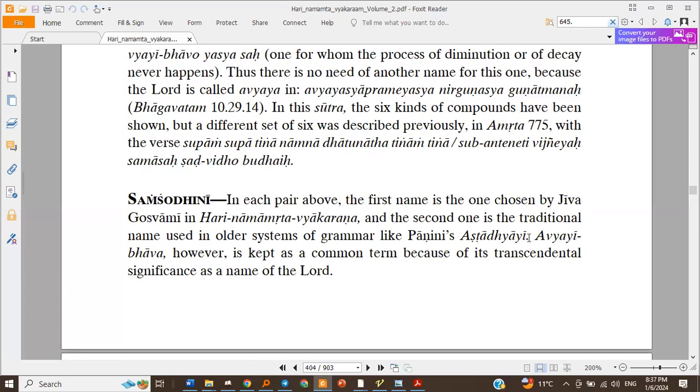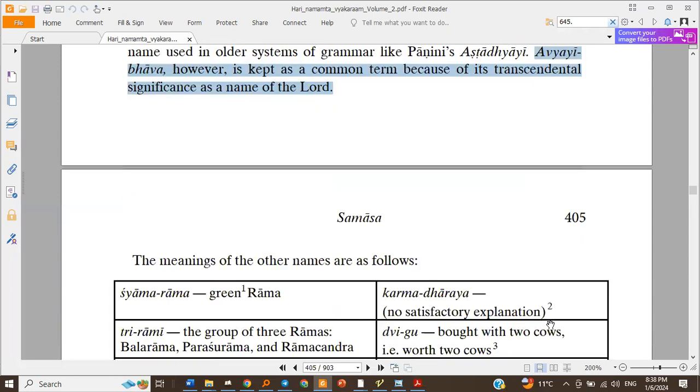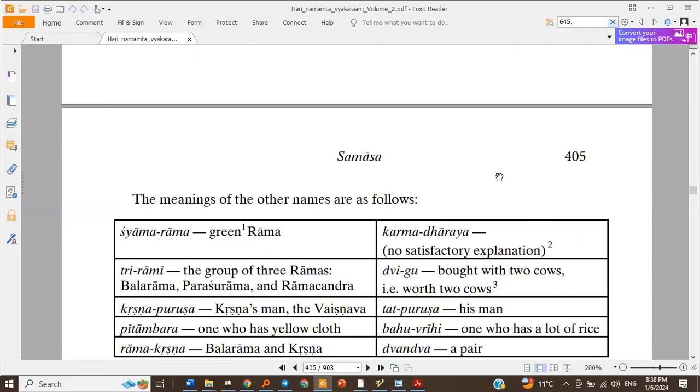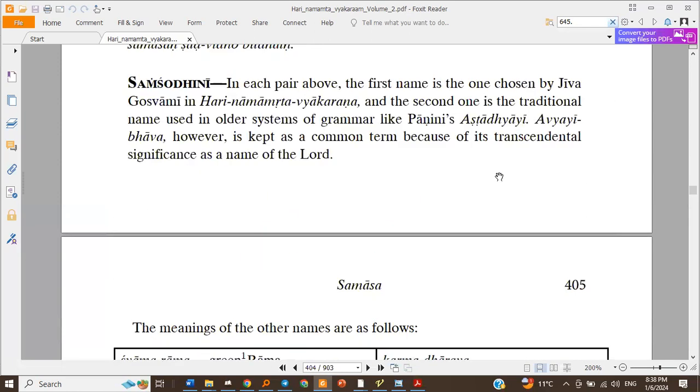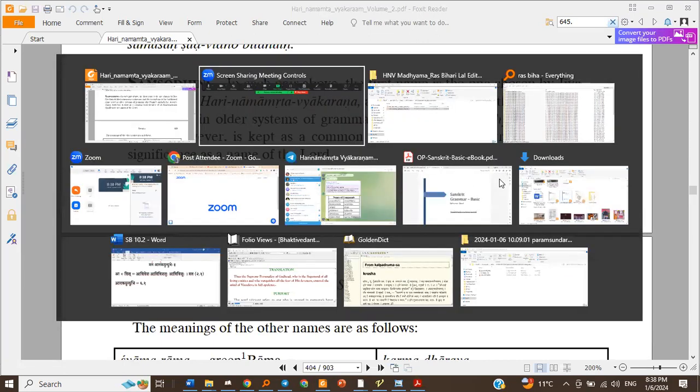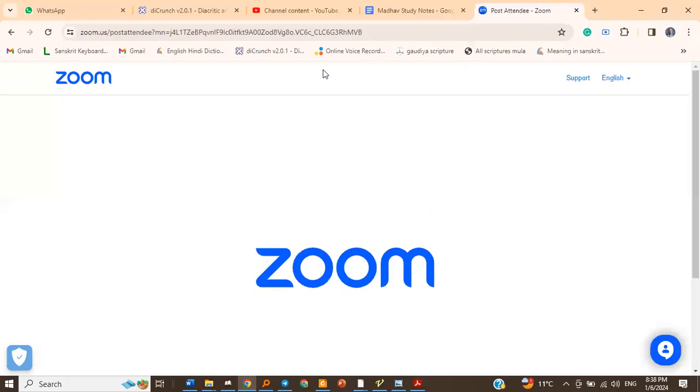Yeah, even Sankshodhani says Avyay Bhav, however, is kept as a common term because of its transcendental significance as a name of the Lord. Avyay, the Lord is infallible. Avyay. Okay, so tomorrow we'll move ahead with this. Samasas are very broad.